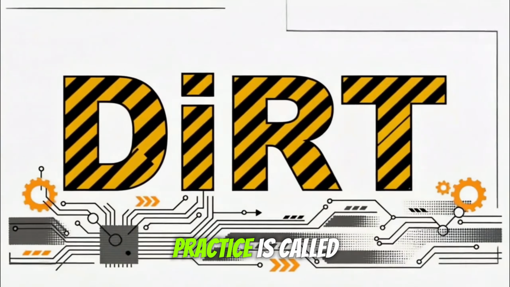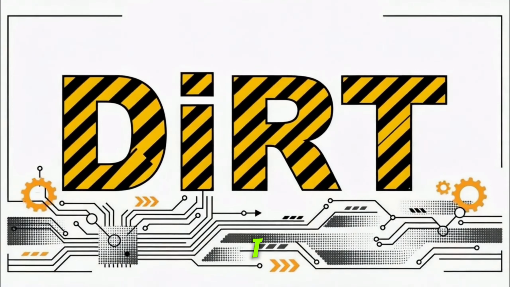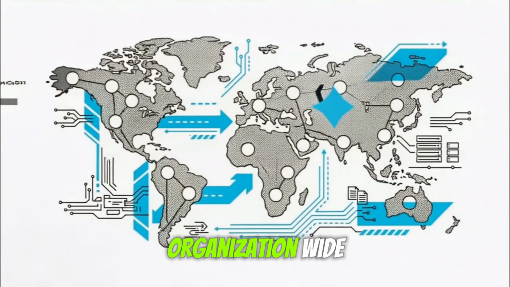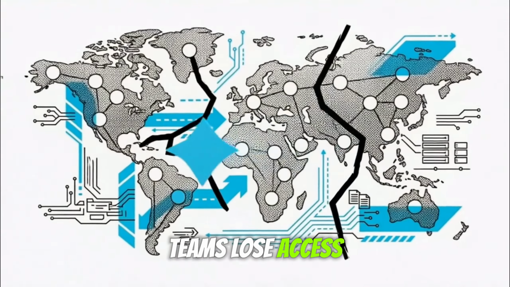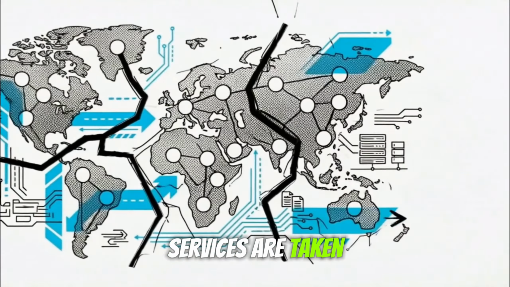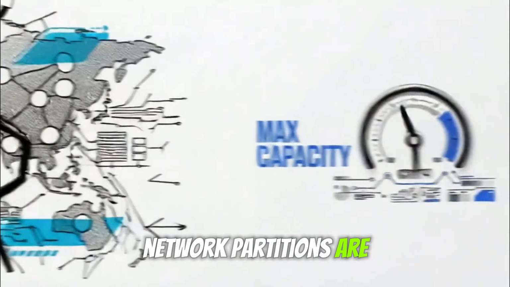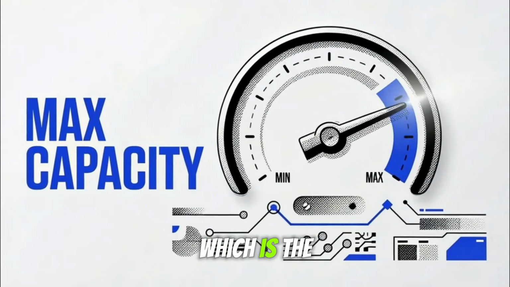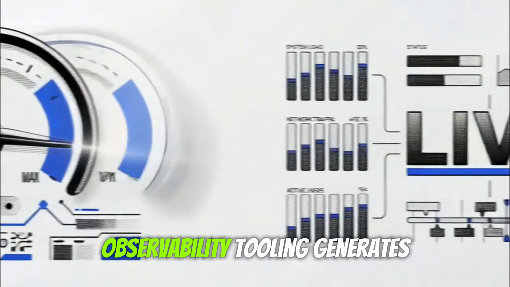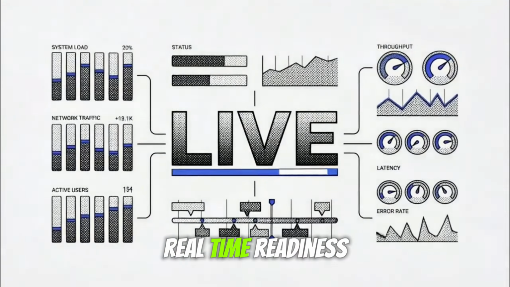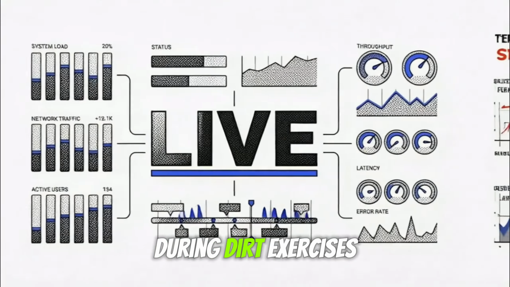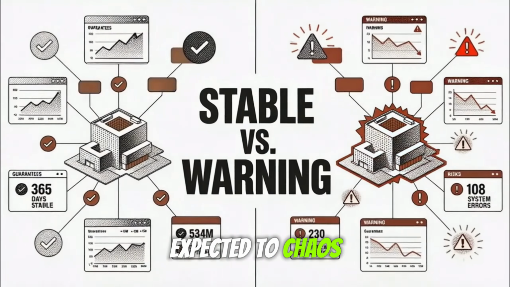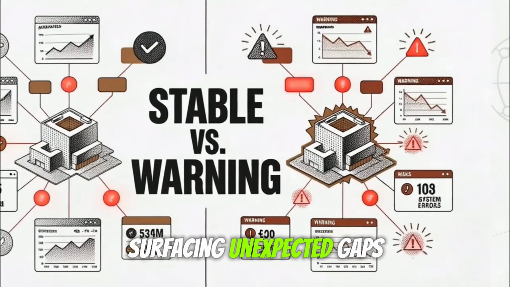Google's equivalent practice is called DIRT, Disaster Recovery Testing. DIRT exercises are organization-wide. Teams lose access to internal tools. Services are taken offline. Network partitions are simulated. The scope is deliberately uncomfortable, which is the point. Google's AI observability tooling generates real-time readiness dashboards during DIRT exercises, showing which services are responding as expected to chaos and which are surfacing unexpected gaps.